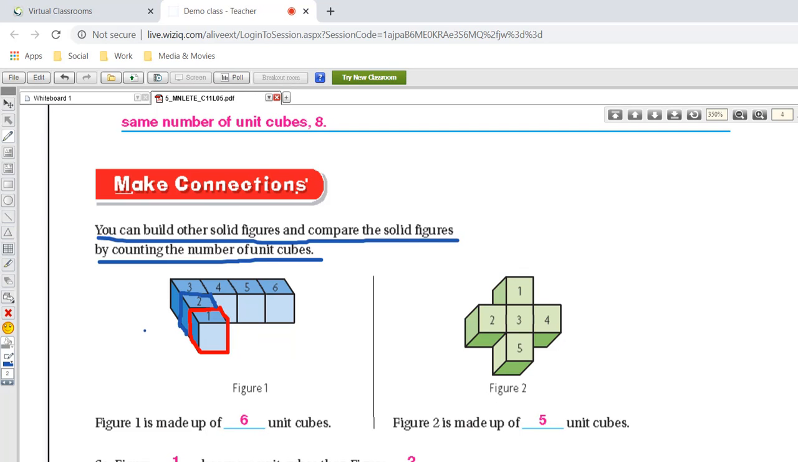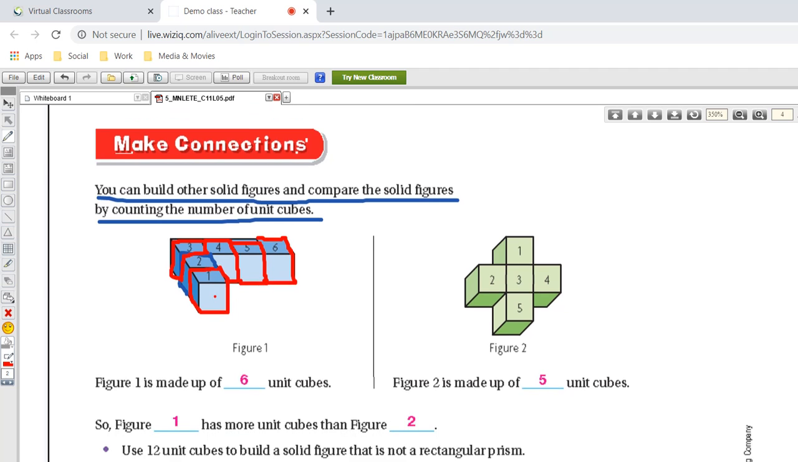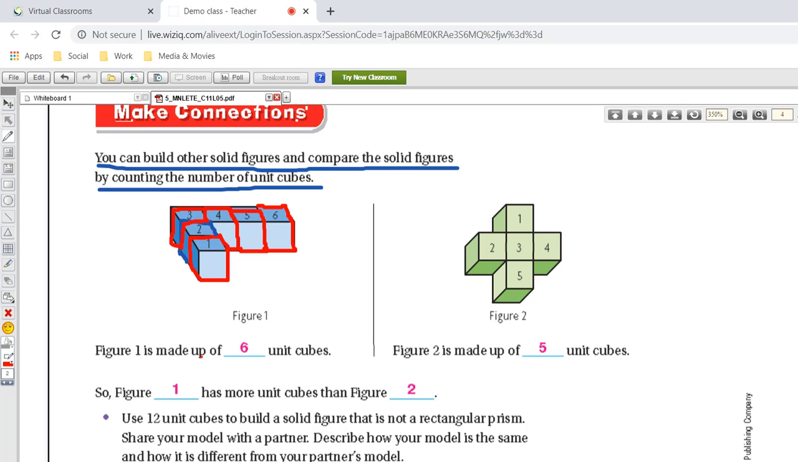You have to use your imagination to count the number of cubes. And the third one is here, this one, and the fourth, this one, fifth one, and the last one, which is the sixth one here. So this figure is made up of 6 unit cubes.